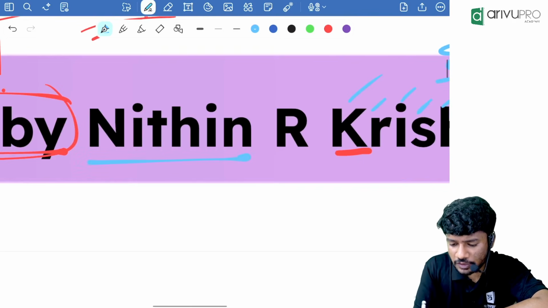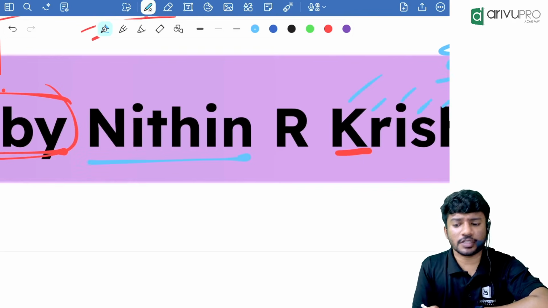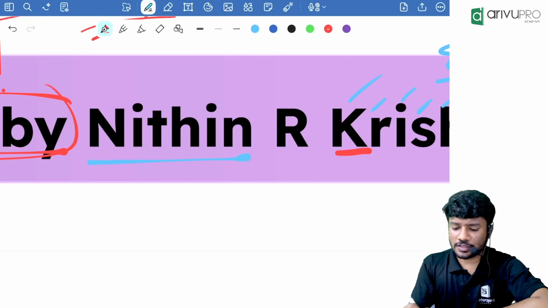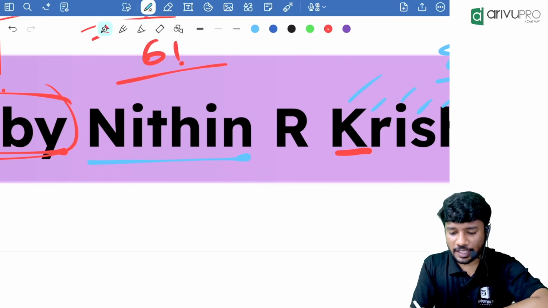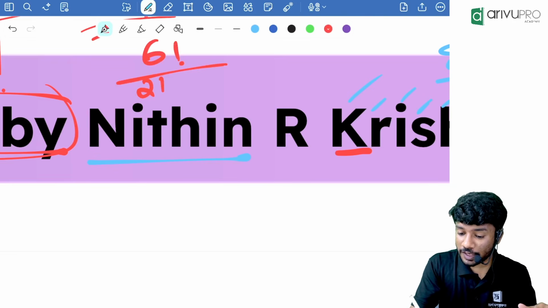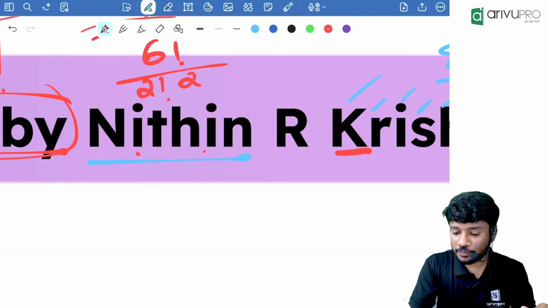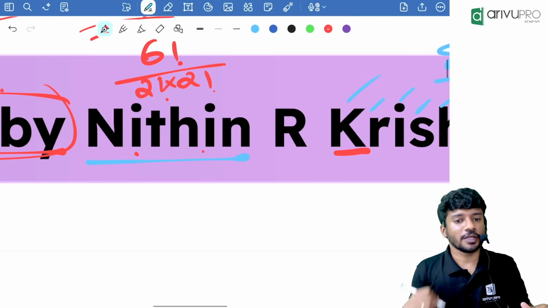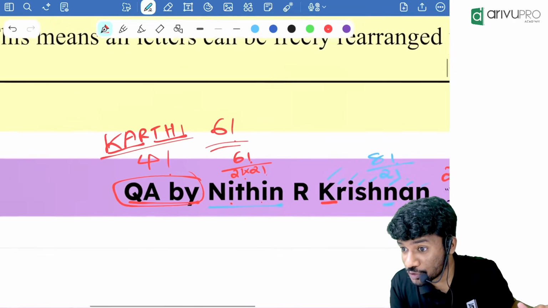Now over here, Nithin, how many letters are there in total? 6 letters are there in total. So 6 factorial divided by, people, N is repeated 2 times, so divided by 2 factorial. I is repeated 2 times, divided by 2 factorial. I hope that you understood this.